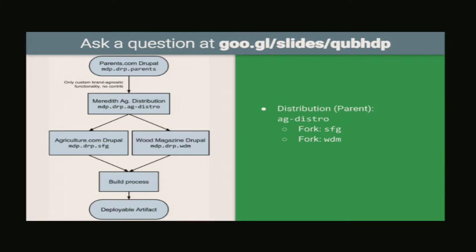But each of them, after that, has a build process. And it's basically the same build process, using scripts that use Phing in our particular case, to actually create the artifact that is then deployed to the site.